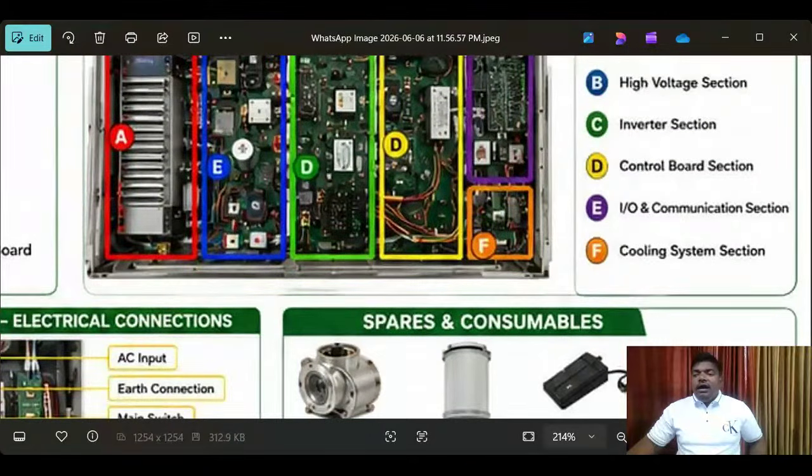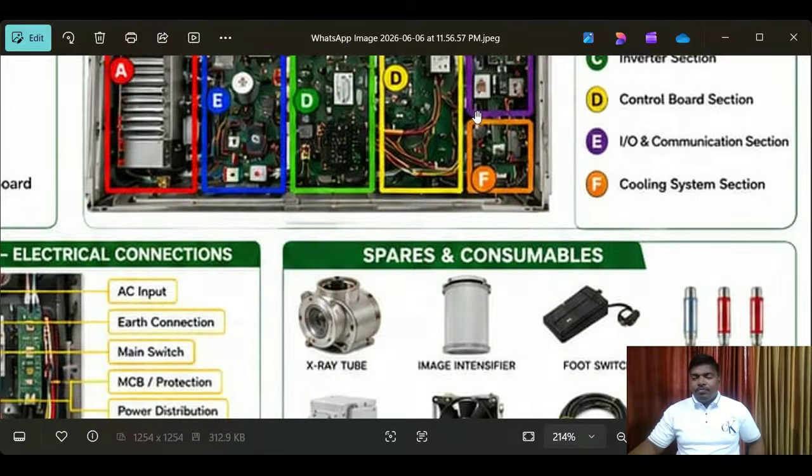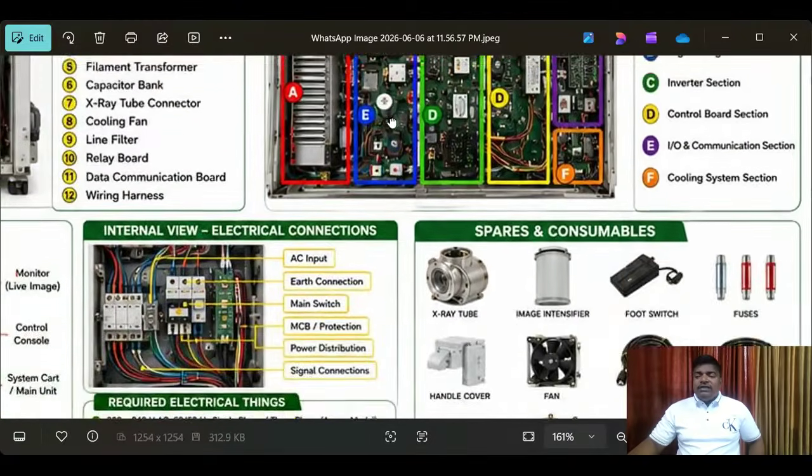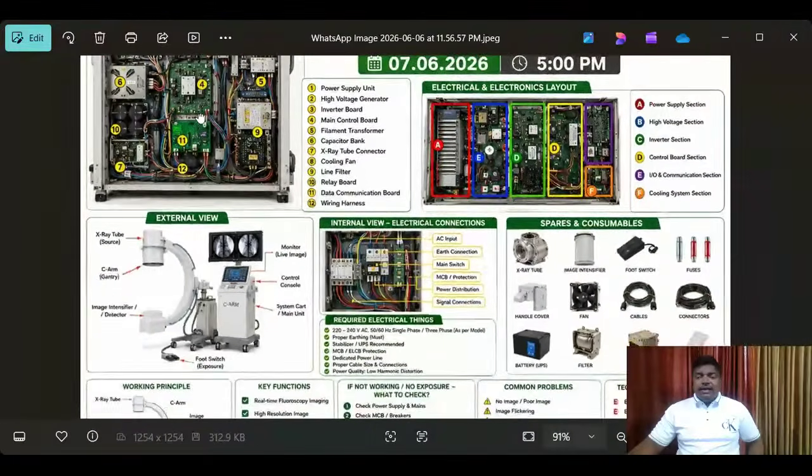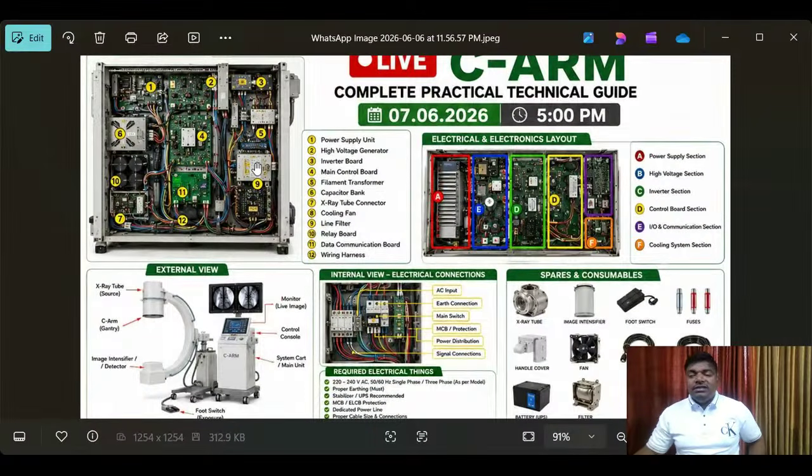Next, see here, the cooling system section. I'm showing all these parts, the inside of the console part. You have to find out these parts, because I'm giving this information for when a technical error occurs and what we have to check. That is troubleshooting. When a problem comes, what the problem is, what its causes are, and what solution to apply. These things are very important, that's why I bring all these topics in my live sessions.